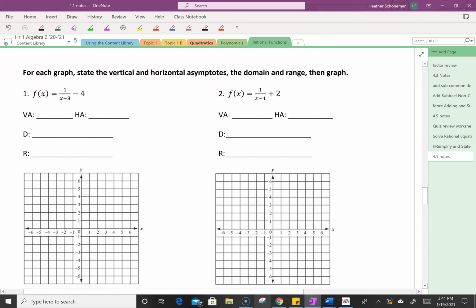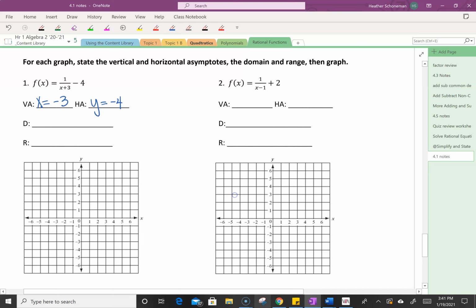Okay, let's practice graphing. Now it says graph, but this is really going to be today more of a sketch. So the vertical asymptote is x equals what makes the bottom 0, which would be -3. The horizontal asymptote is y equals the number at the end, -4. So the first thing you're going to do is graph x equals -3. Well, that's all the points where x is -3, which is this line. And my graph can never be touching that line because x can never be -3 in my problem.